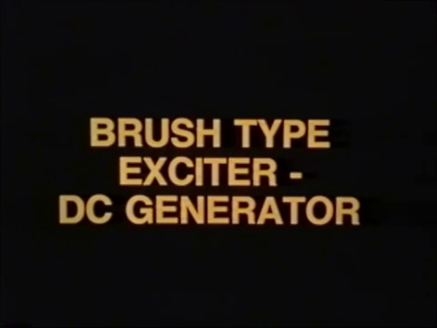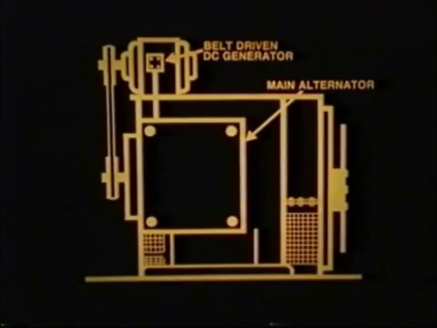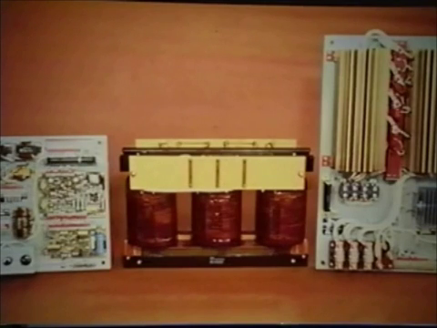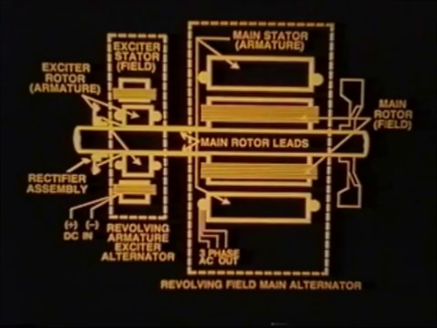There are several types of exciters, including the brush-type exciter, which is actually a small DC generator. They can be either external to the main alternator or can be incorporated within the construction of the main alternator. Static exciters, having no rotating parts, essentially employ transformers and rectifiers to convert AC current to DC current for excitation. And brushless exciters, which are small revolving armature alternators incorporated within the construction of the main alternator.